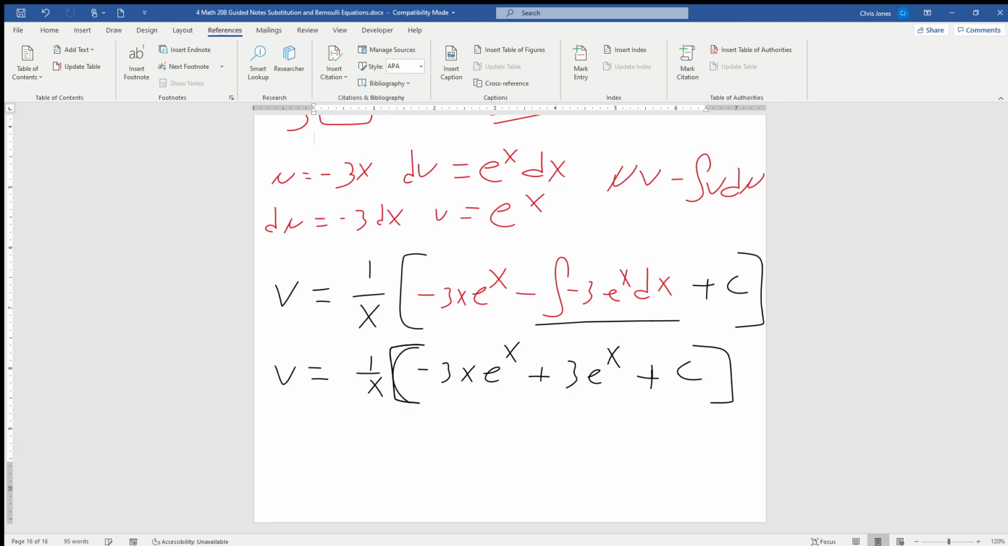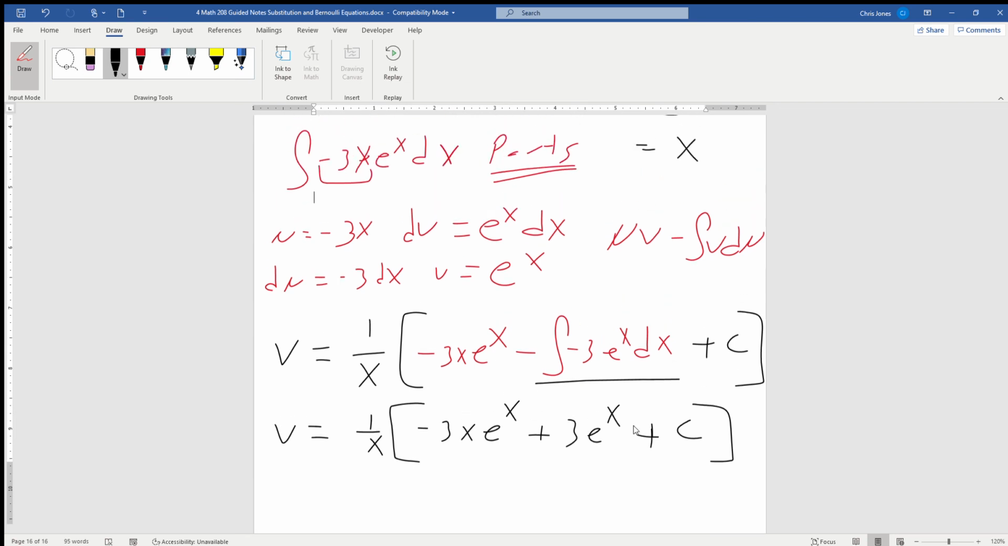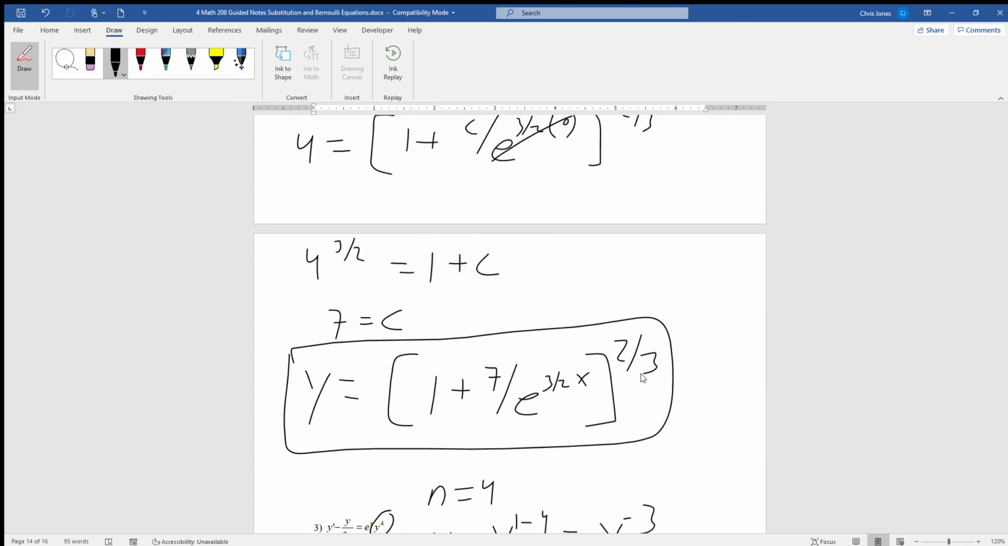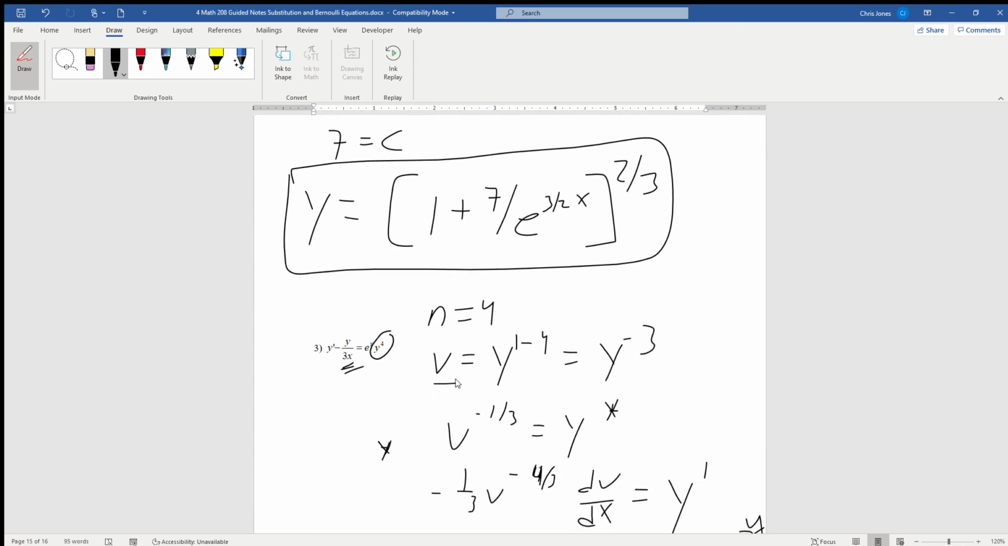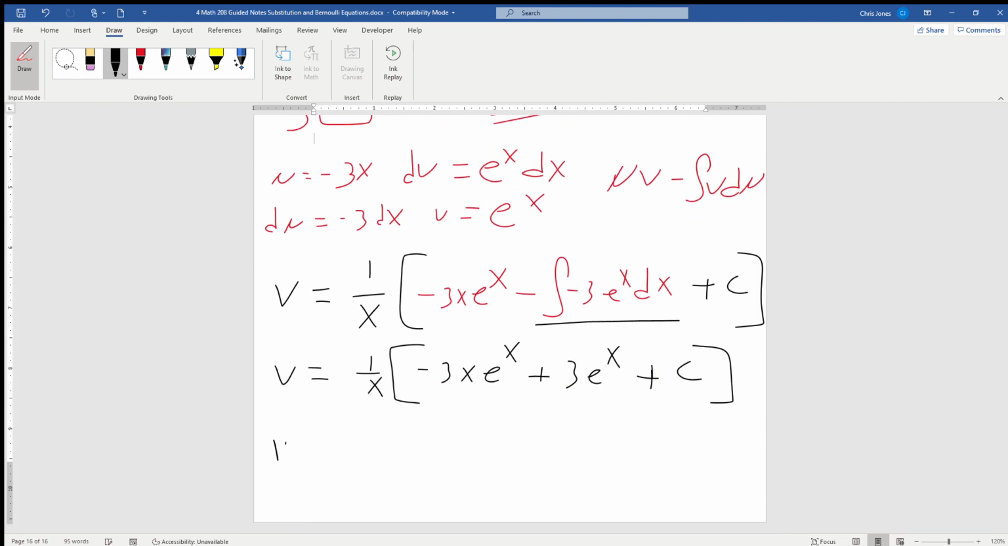And then finally, we can go ahead and we can substitute for v again. Remember, v was y to the minus 3rd power. All right, so all the way back up here, we said v was y to the minus 3. And unfortunately, this is our not so nice answer.